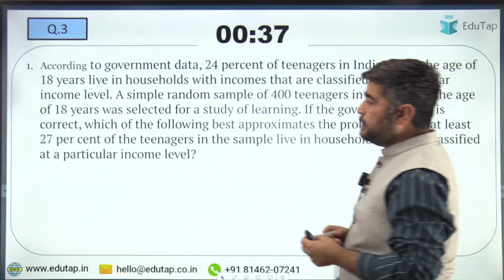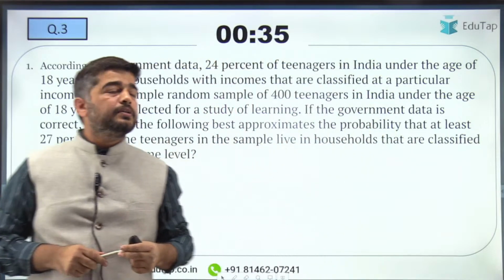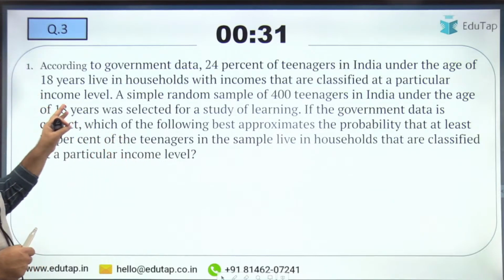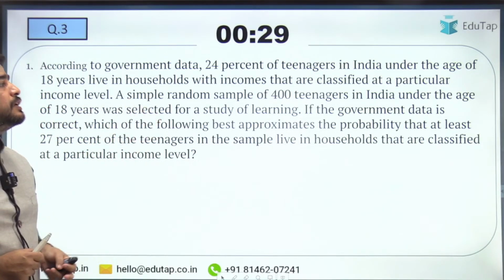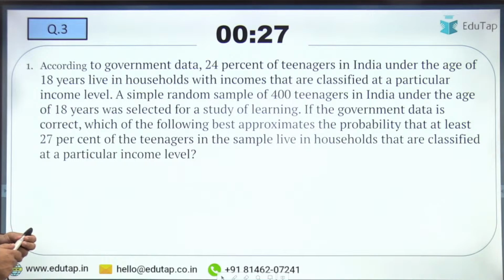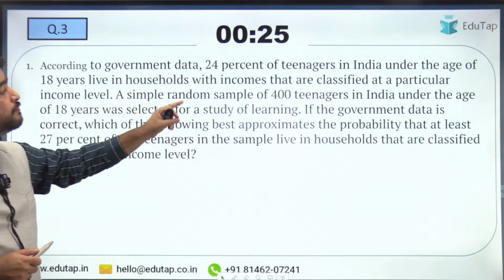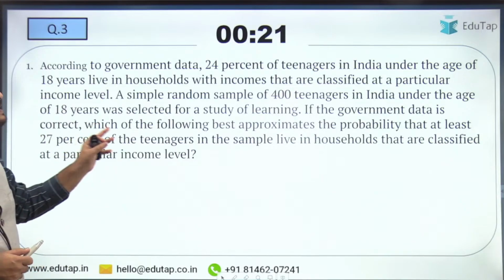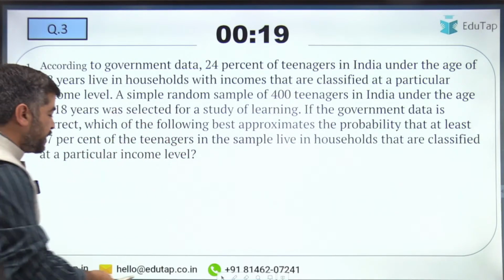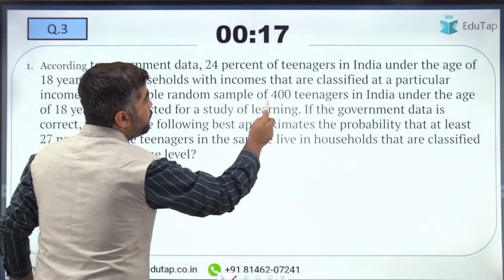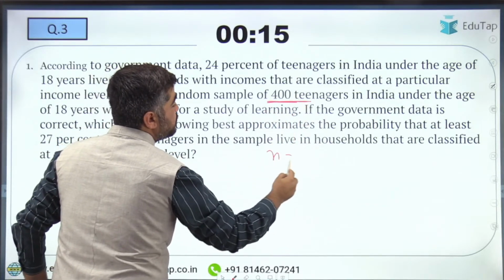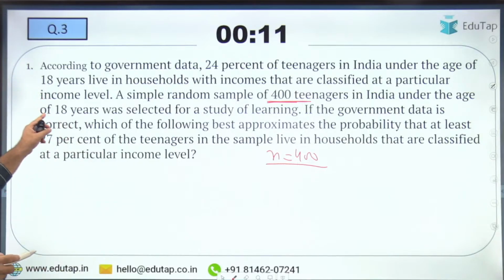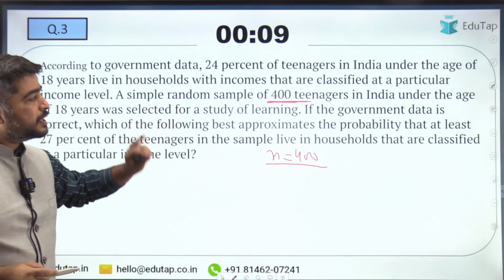This is where you have to find out your variant. According to government data, 24% of teenagers in India under the age of 18 live in households with income classified at a particular income level. A simple random sample of 400 teenagers, so n is equal to 400, in India under the age of 18 years was selected for study.